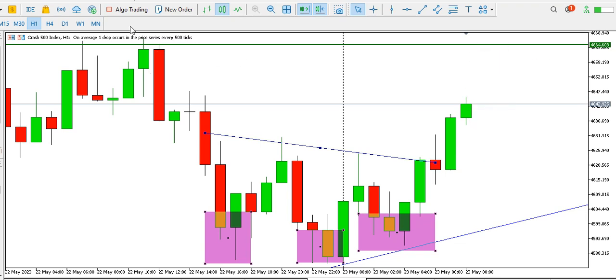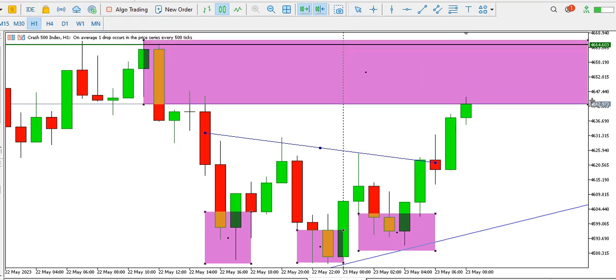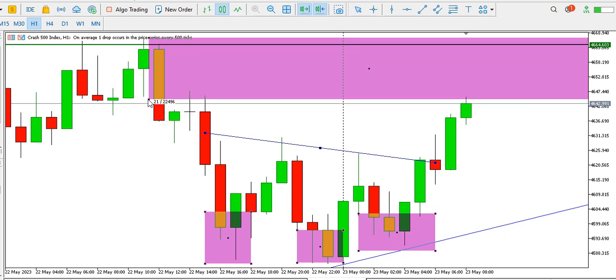So price is targeting the top. Price is targeting, especially, these prices are almost at this order block. We might see price poking into that order block and then retreating before price goes back up. But the overall trend for now is bullish.